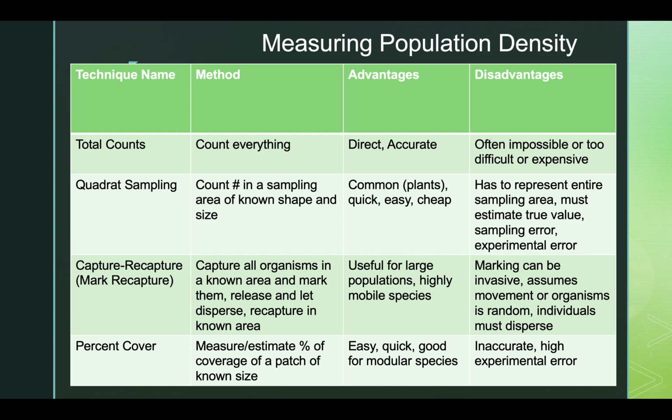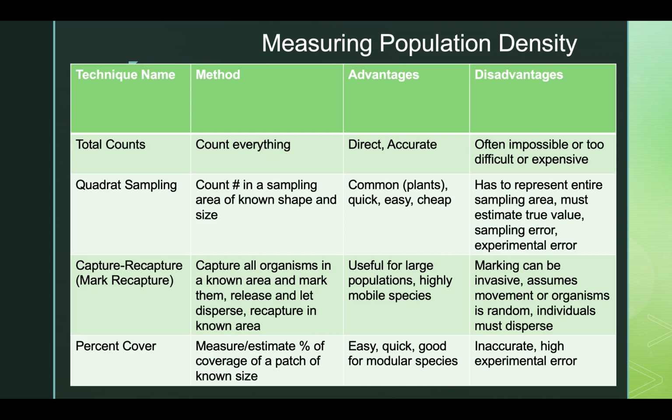However, marking can be invasive. It assumes the movement of the organisms is random, and it also requires that the individuals disperse within the area. One that we talked about again when we did the plant cover was percent cover, where you estimate the percentage of coverage of a patch of a known size.